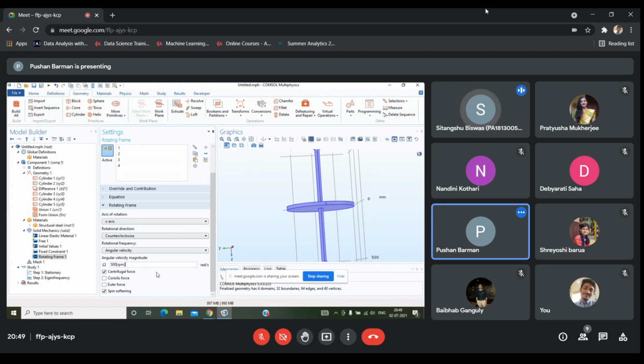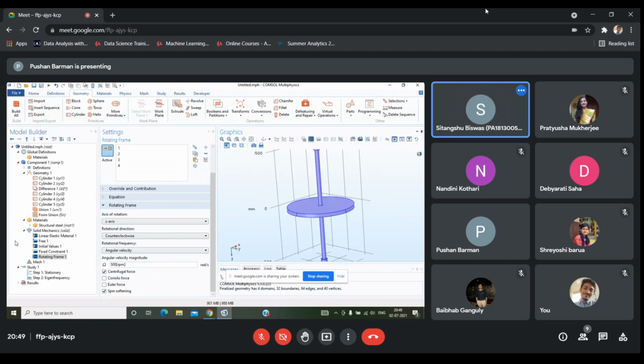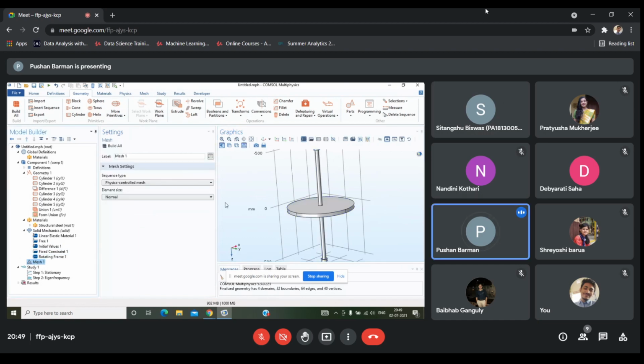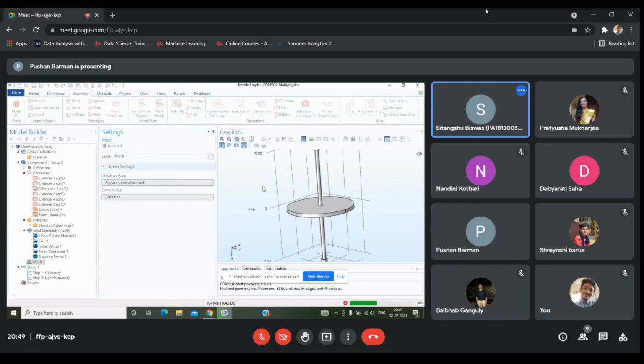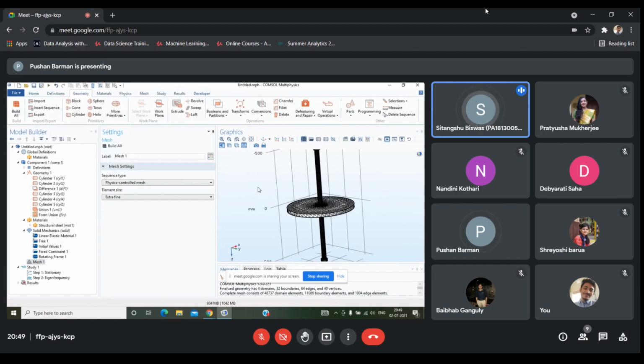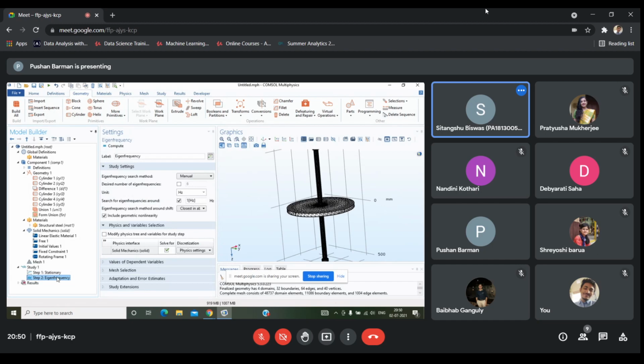Okay. Now you go to mesh. Okay, build all. Okay, now you go to study. Go to eigenfrequency. Go to the settings. Okay, the number of eigenfrequencies will be 6. Okay, now you compute.